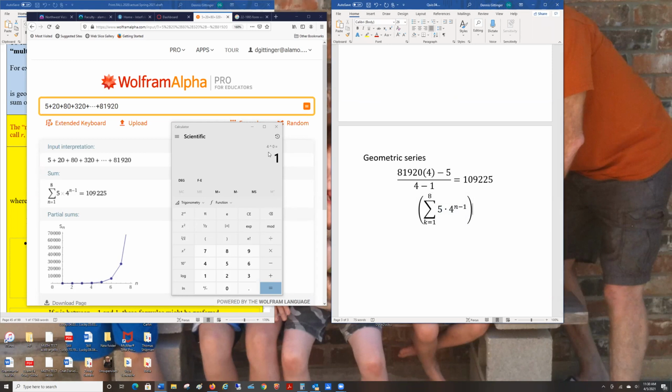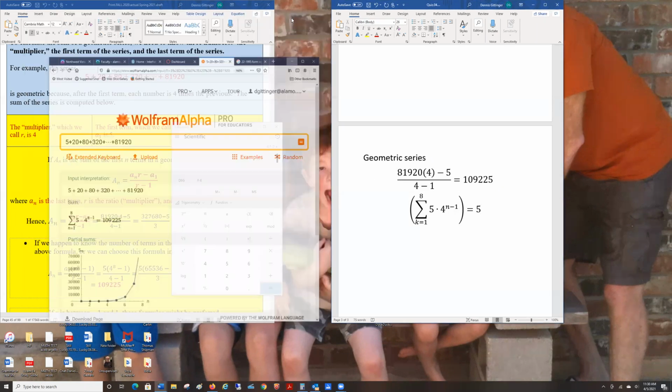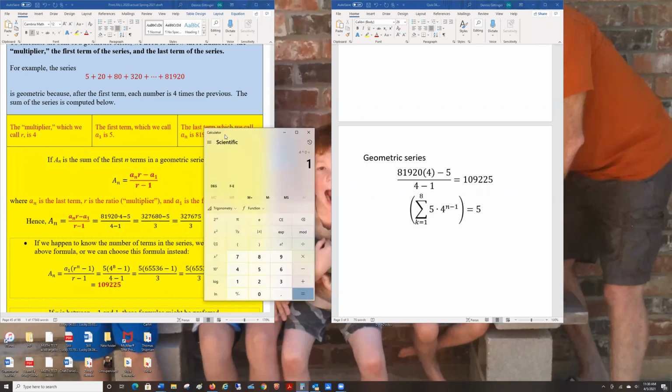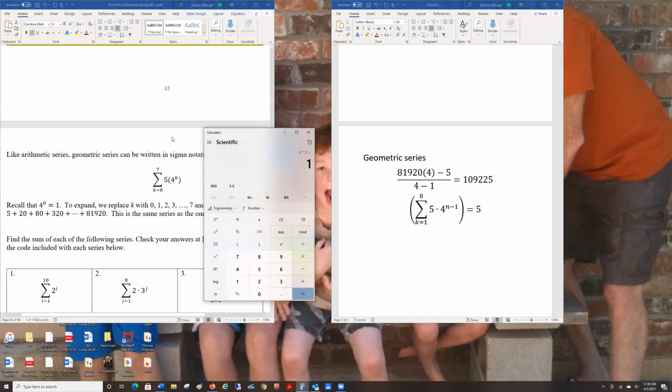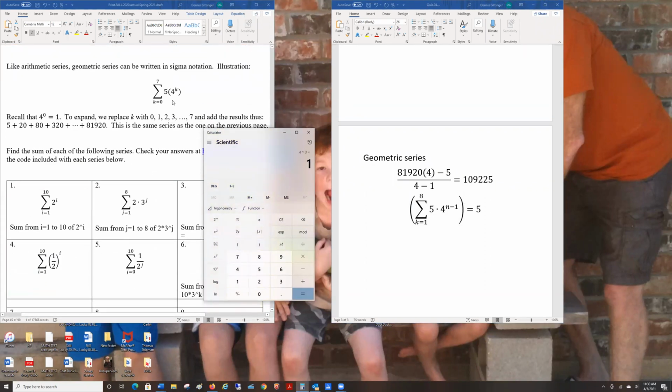So when you do 4 to the 0 and then you multiply it by 5, guess what you get? You get 5. That's the first term. Oh, cool. I like that. And there are other ways of representing this same series. So if you're lucky, the ones you have on the test will look like that.